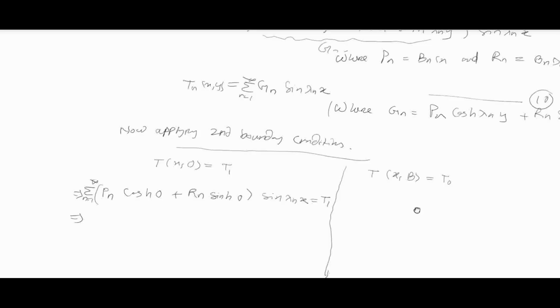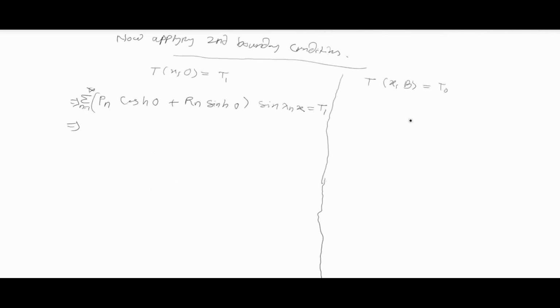Just look at this one. We know that cosh 0 is 1 and sinh 0 is equal to 0. So we will get the summation from n equal to 1 to infinity of Pn sin(lambda n x) is equal to T1.